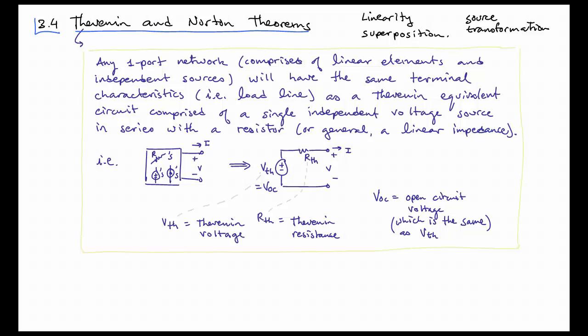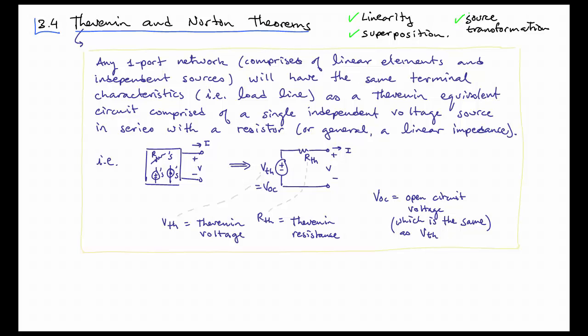We're now going to look at the Thevenin and Norton theorems. We'll spend most of our time on the Thevenin theorem, but then show that the Norton theorem is just a derivative of the Thevenin theorem using source transformation. You should be familiar with linearity, superposition, and source transformation from the previous videos. I'm going to leverage those in deriving or proving Thevenin theorem and then using it in an example.